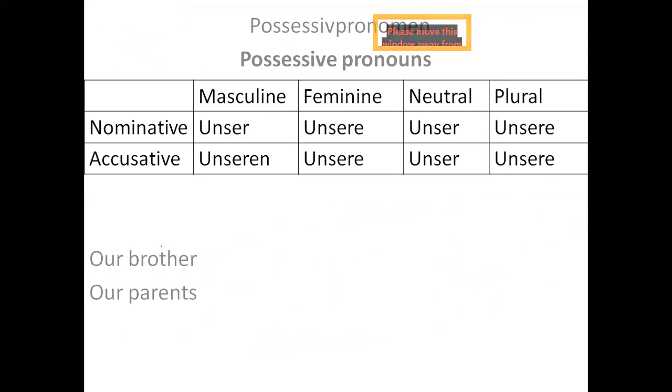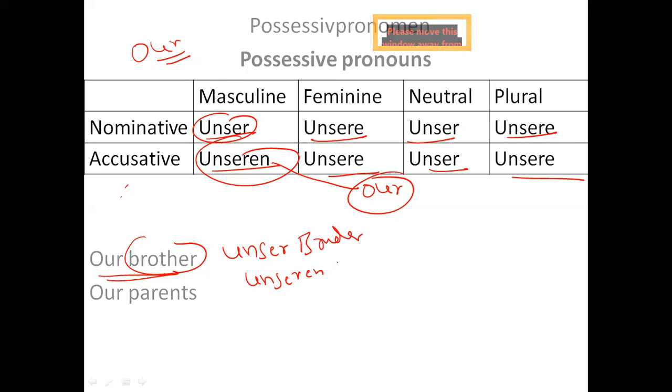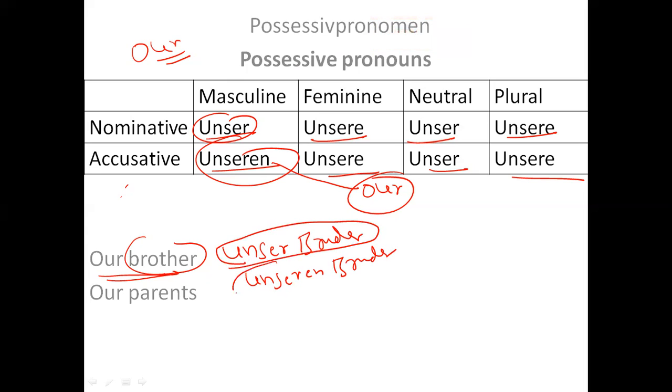Okay. Now next table for you is for our. All the words, unser, unsere, unser, unsere, unseren, unsere, unser, unsere, give you the same meaning. The meaning is our, right? If I say our brother, it can be unser or unseren. That depends. Unser Bruder or unseren Bruder. Both are correct, but I need to check whether I'm using it in a subject position or in an object position.